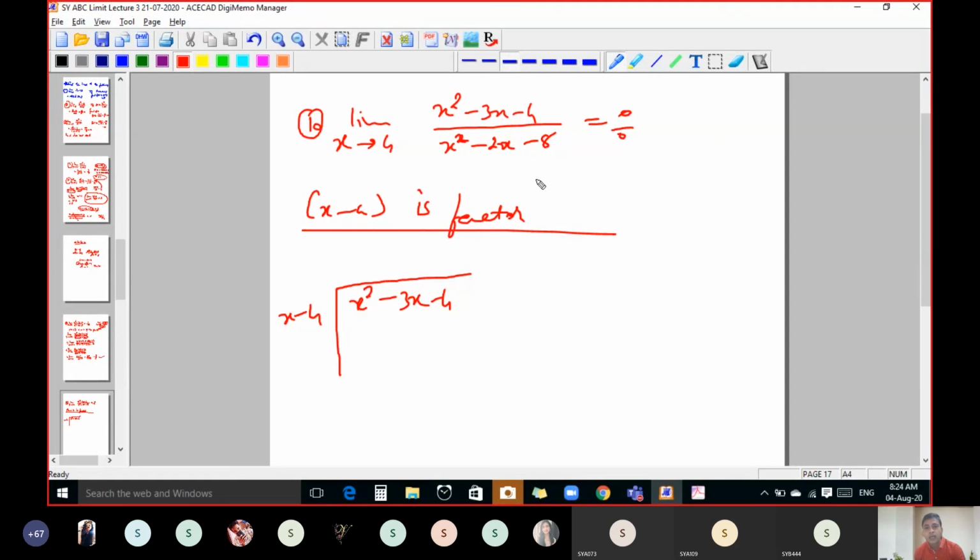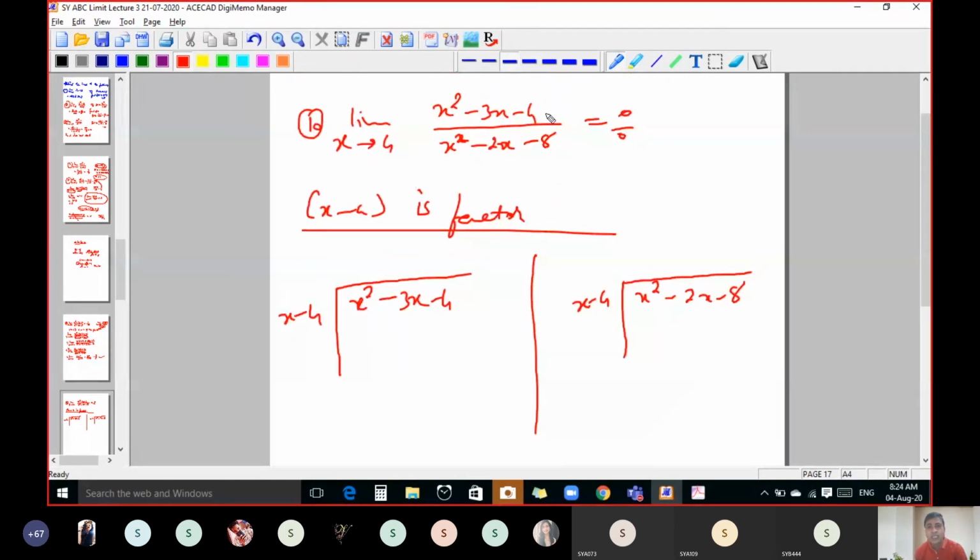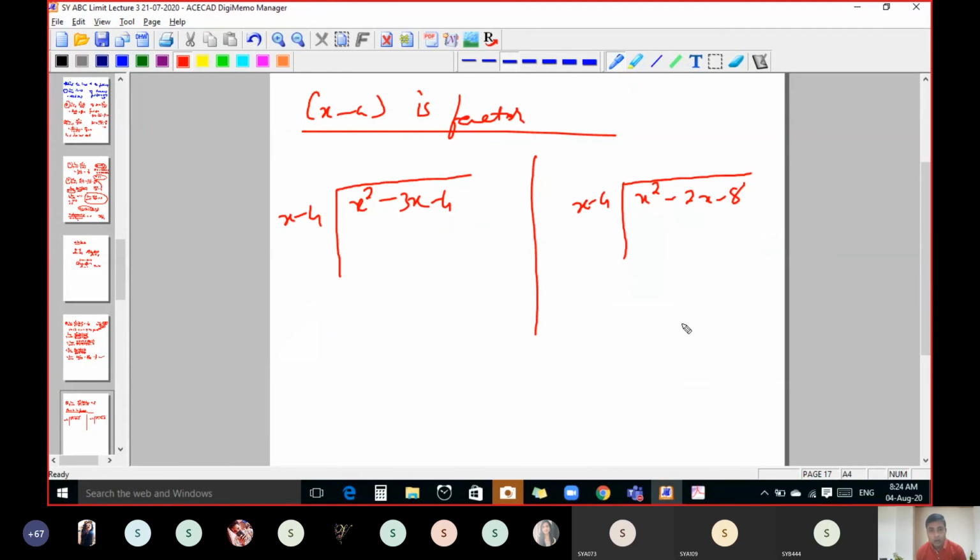This is for numerator. Similarly, for denominator you can do the same thing. Here you can write your denominator, and one factor is x minus 4, you can write here. Okay. Now what to do? If you don't know the factor, then this is the best way. Right now, maybe it is very easy to find the factor, but many times it is very difficult to find the factor. So what to do?